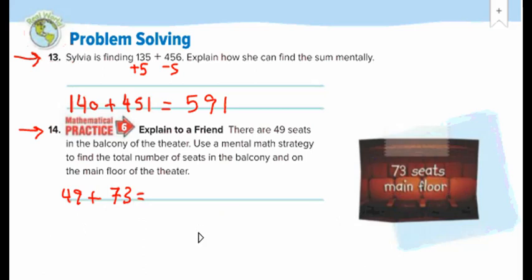I think you know the way now. It is easier to make a 10. 49 needs only 1 to be 50. So we will take this one from 73. Now we need to add what? We need to add 50 and 72. 50 plus 72 is? Yes, 50 plus 72 equals 122. So the number of seats is 122 seats.